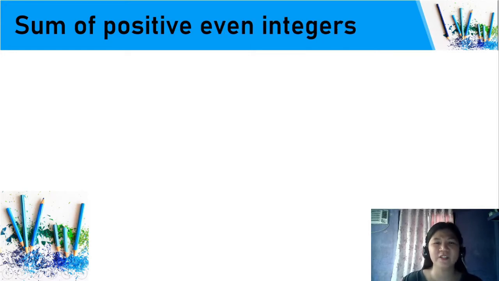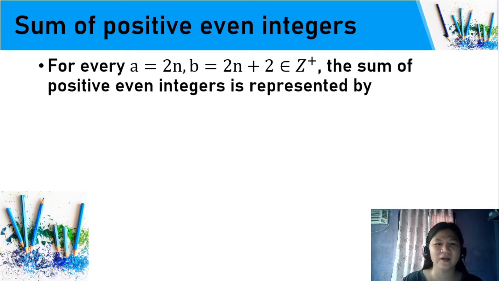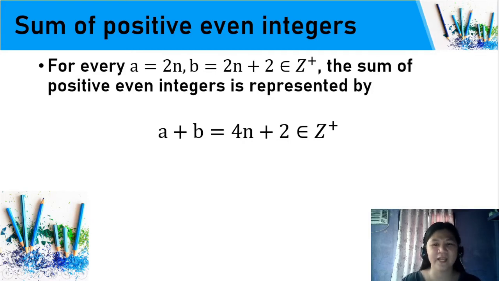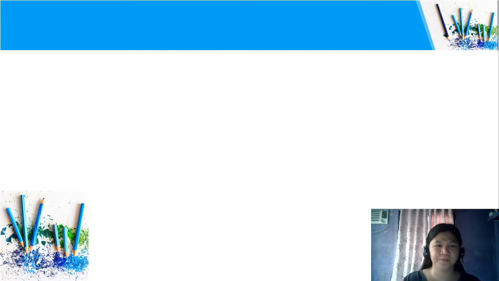The sum of positive even integers. Since we have the notation for positive even integers, let a be equal to 2n and b equal to 2n plus 2, which are both elements of positive integers. Then their sum is represented by a plus b is equal to 4n plus 2, an element of positive integers. So what happened here was that we added 2n and 2n and then plus 2. So 2n plus 2n is 4n, and then we just add 2. So of course their sum must be an element of the positive integers.